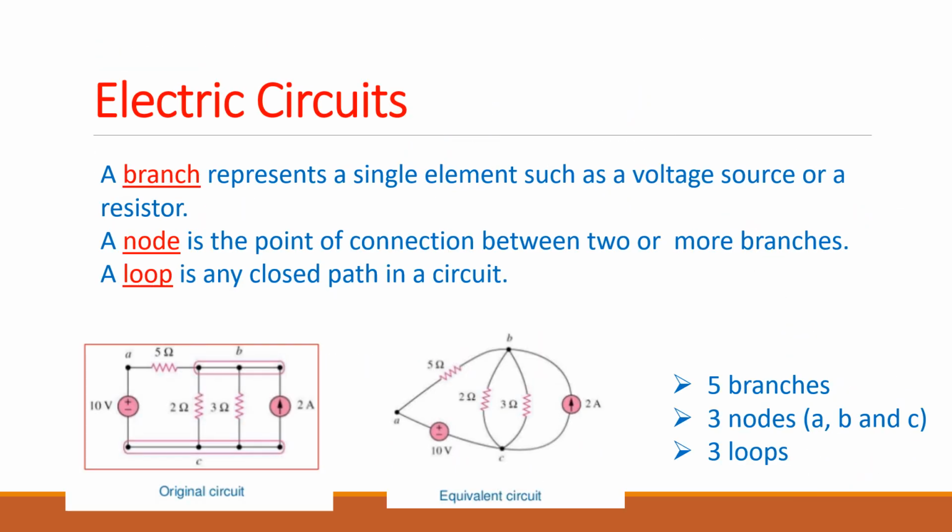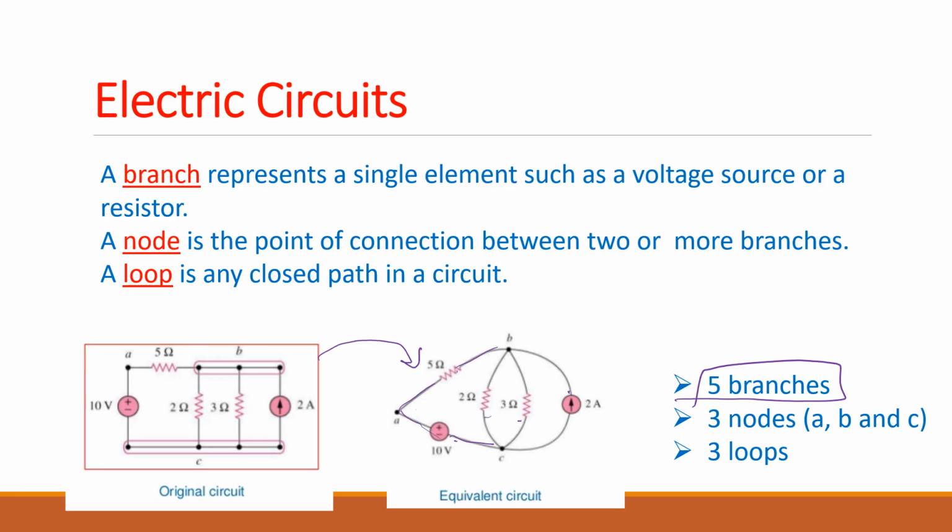Now let's see what we have in an electric circuit. A branch represents a single element such as a voltage source or a resistor. So you can see, if you simplify this circuit given here, you can simplify it like this. So these ones are branches. So we have 1, 2, 3, 4, 5 branches here. Any element which contains a voltage source or a resistor or a current source, we consider it as a branch. A node is a point of connection between two or more branches.